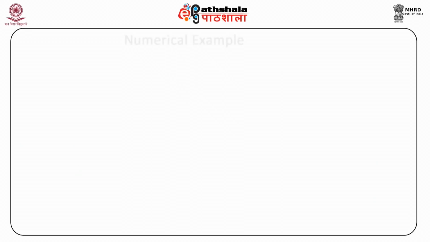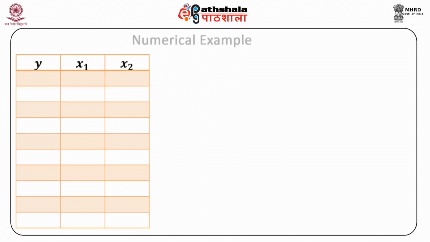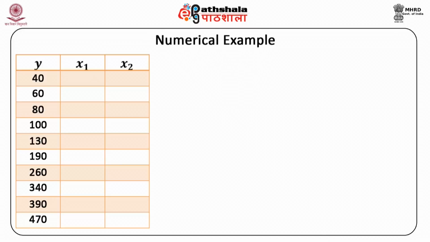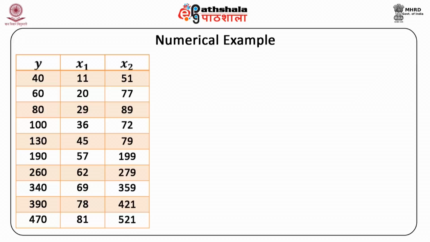Let us take a hypothetical linear relationship between a dependent variable y and two explanatory variables x1 and x2 to understand what we have learned so far in this module. So we have a column of y values, we have x1 values, and we have the values of x2 in this table, which you can see in your slide. Now based on this table, answer the following questions.